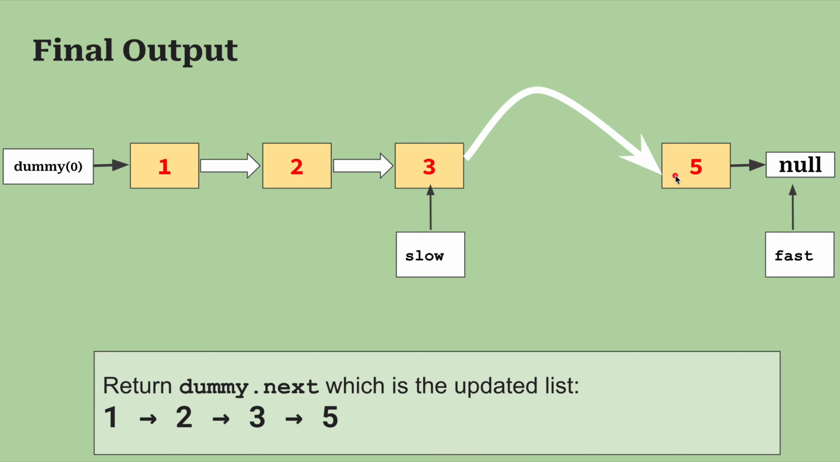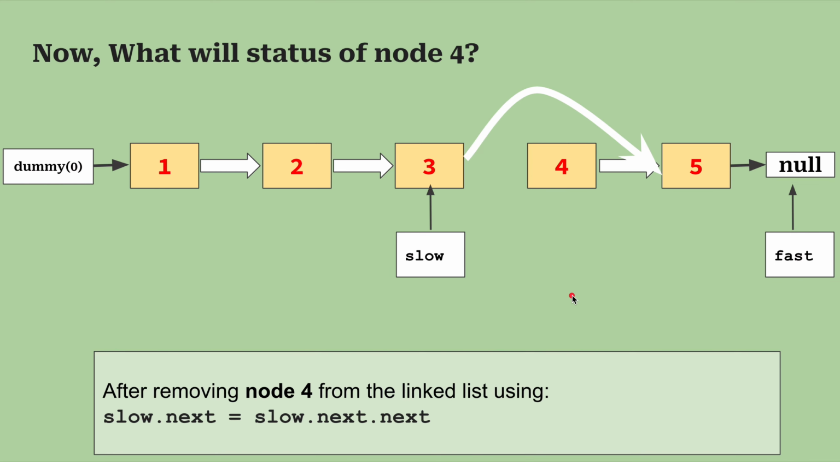If we do dummy.next, we are returning the new head, right? Dummy.next is the new head. So we will return from here 1, 2, 3 and 5: 1 points to 2, 2 points to 3. This is the updated list. I hope you understand, right?